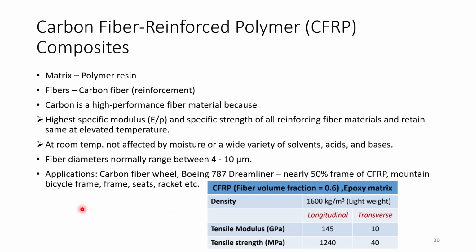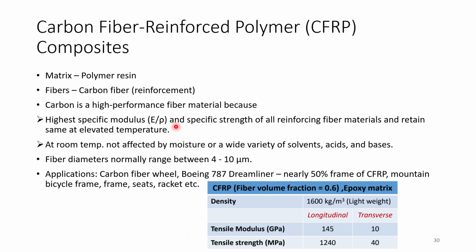Next is carbon fiber reinforced polymer, CFRP composites. Here the matrix will be made of polymer resin and fibers will be made of carbon fiber reinforcement. Carbon is a high performance fiber material because it has the highest specific modulus, meaning modulus divided by density. So this is very high, and the specific strength of all reinforced fiber materials, they retain at elevated temperatures. Also at room temperature they are not affected by moisture and a wide variety of solvents, acids and bases. The fiber diameters also normally range between 4 to 10 micrometer.